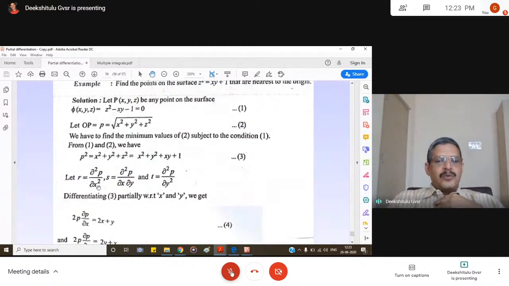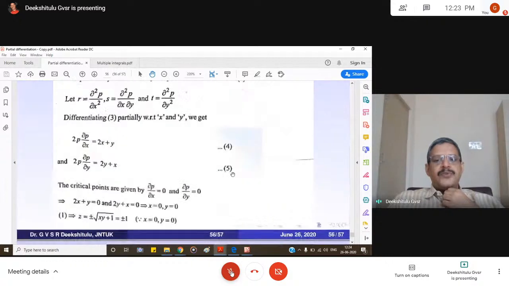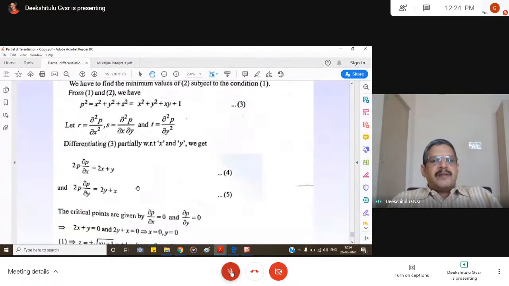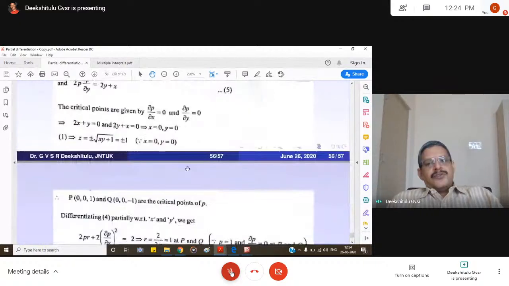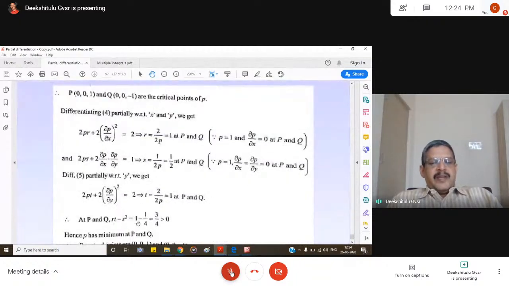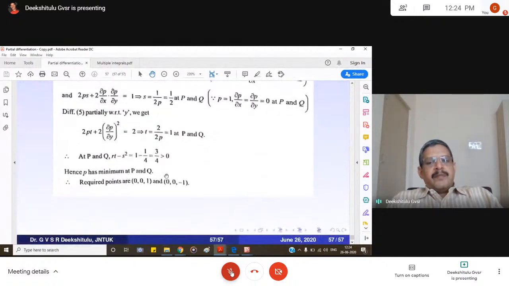So we find dou square p by dou x square, dou square p by dou x dou y, dou square p by dou y square, and then equate dou p by dou x and dou p by dou y to 0. So we get 2x plus y is equal to 0 and 2y plus x is equal to 0. If you solve them, x is equal to 0 and y is equal to 0. And then z is equal to plus or minus square root of xy plus 1. So 0, 0, 1 and 0, 0, minus 1 are the critical points. Again, you apply the ln minus m square test and L greater than 0 test, and then you have minimum points at P and Q, the required points 0, 0, 1 and 0, 0, minus 1.